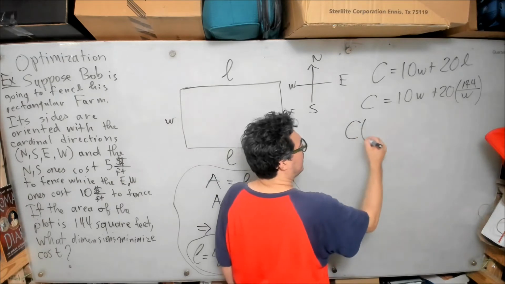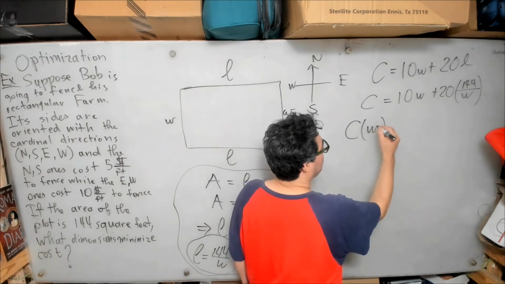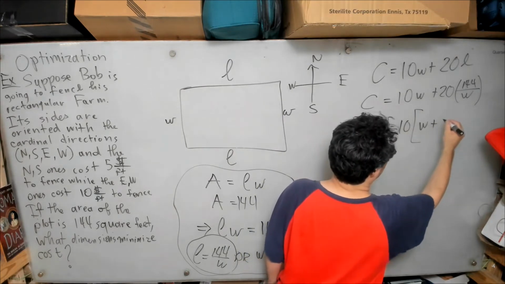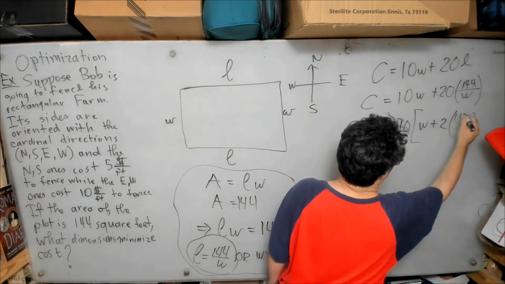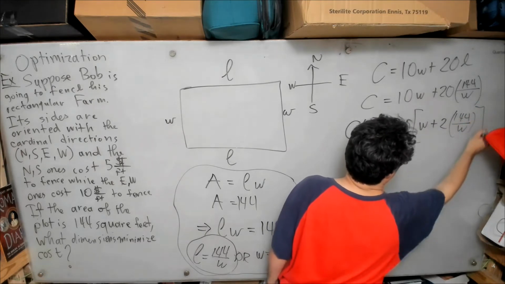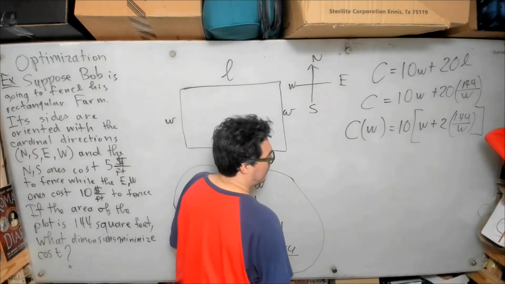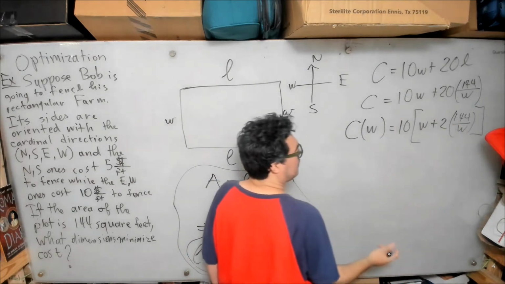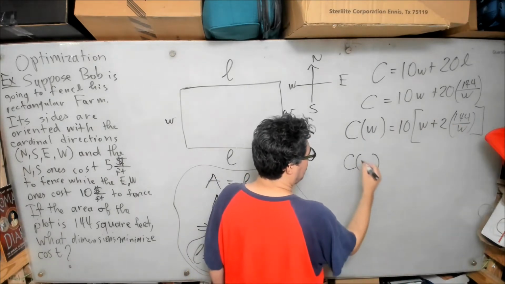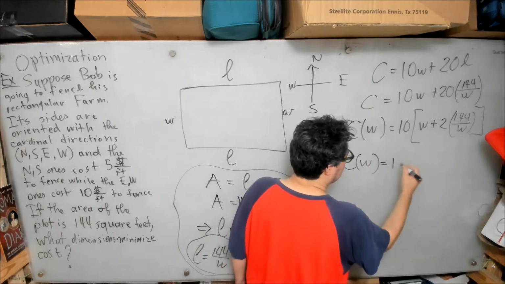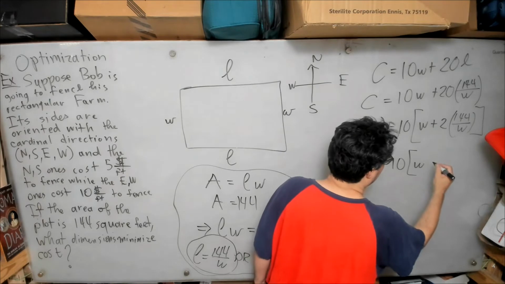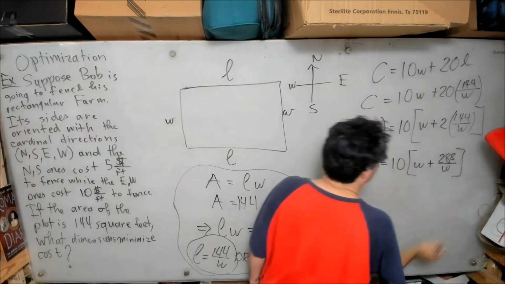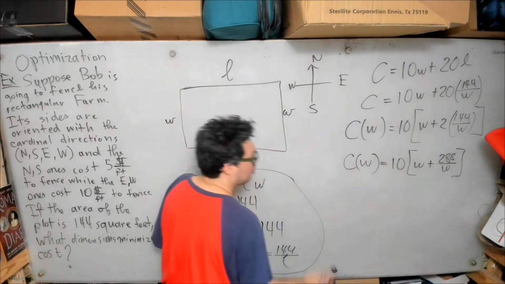And in fact, now we can write it as a function of one variable. C of W is equal to 10 times W plus 2 times 144 divided by W. Let's clean this up a little bit. I can multiply 2 times 144 to give me 288. So I can write my cost in terms of the width of my rectangular form as 10 times the W plus 288 over W. So this is our cost function now.